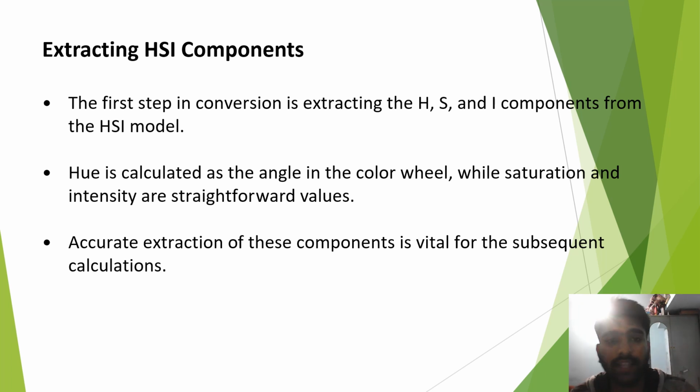Extracting the HSI components. The first step in conversion is extracting the H, S, and I components from the HSI model. Hue is calculated as the angle on the color wheel, while saturation and intensity are straightforward values. Accurate extraction of these components is vital for the subsequent calculations. Moving on to our next slide.